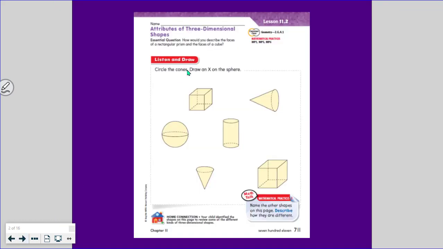So let's continue. We're on page 711, and the directions for the listen and draw say, circle the cones. So I want you to take a sec and look at these. What do we got, 6 shapes, and I want you to circle the cones. Okay, now I want you to draw an X on the sphere. There's only one shape that's a sphere. I want you to draw an X on that shape.